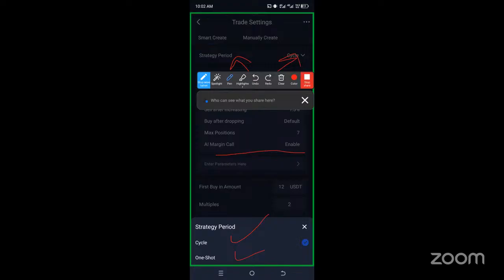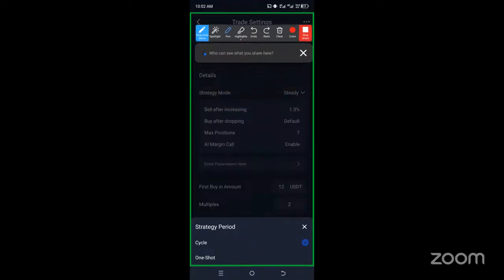As a trader, you may decide if this robot can trade for you continuously, or it can trade, and when it makes profit, it exits the market and you give it another instruction. This is what we call one shot. When you put in a strategy period and you put one shot, you tell the robot, my employee, I have given you a task. Do it. When you finish it, stop. I will give you another task.